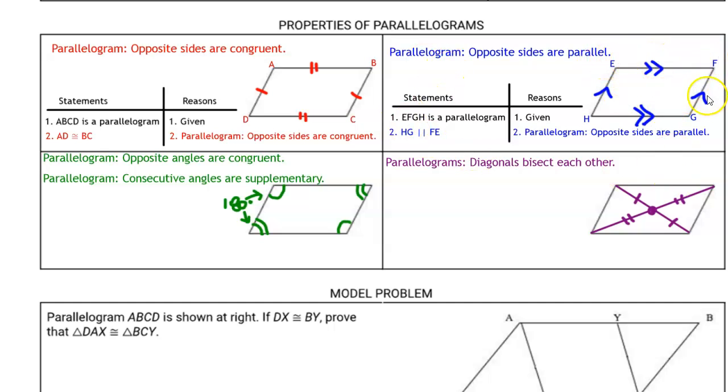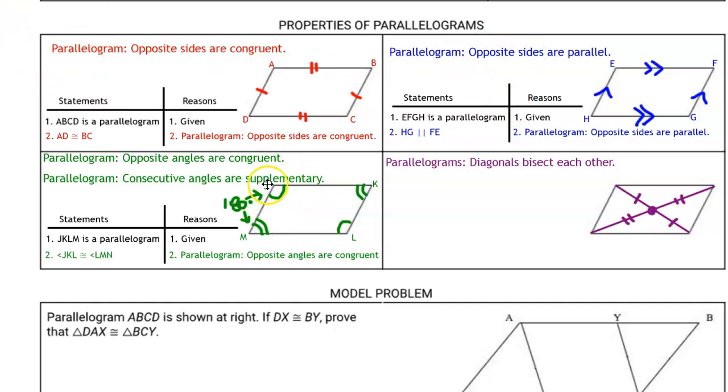So again, this is an example of how it could look on a problem. If it's given to you that parallelogram EFGH exists, then you can say that HG is parallel to FE. That's just an example of two sides that are parallel. And the reason is parallelogram, opposite sides are parallel. It's the same sentence that we wrote up here.